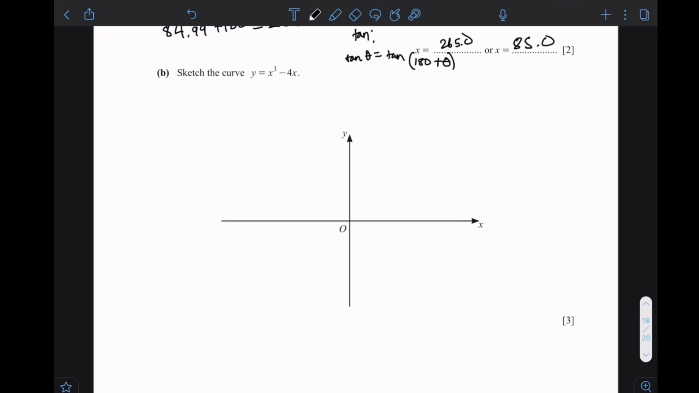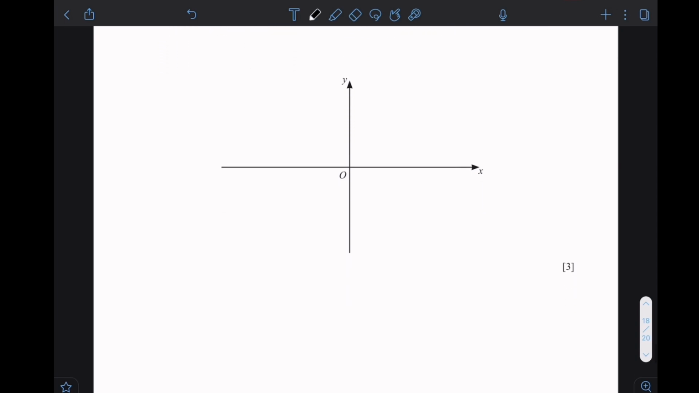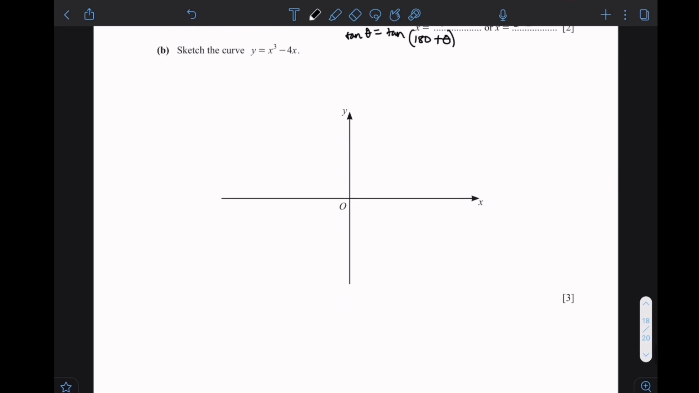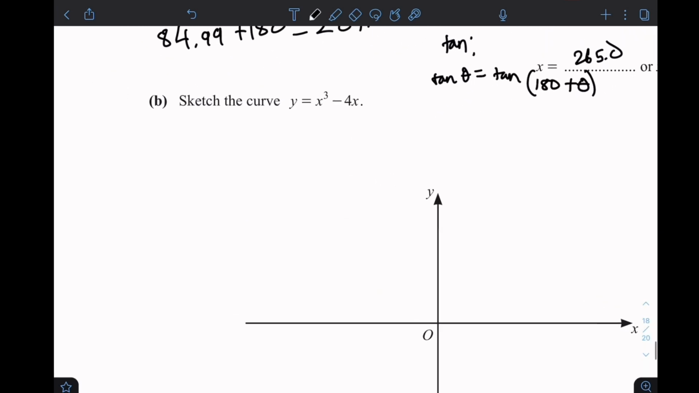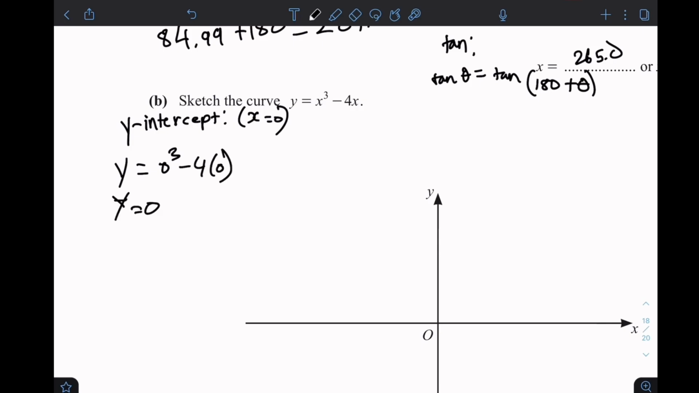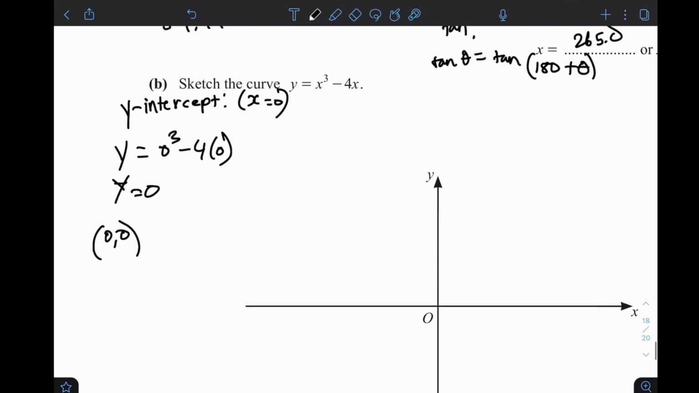So there are certain factors that you need to look at when they say sketch. Although yes, this is not necessary, but I do advise you to do it. First figure out the y-intercept and x-intercept. If I find the y-intercept, I need to make x equal to 0. So I should get 0 cubed minus 4 times 0, which is y equal to 0. So that means the y-intercept is (0, 0).